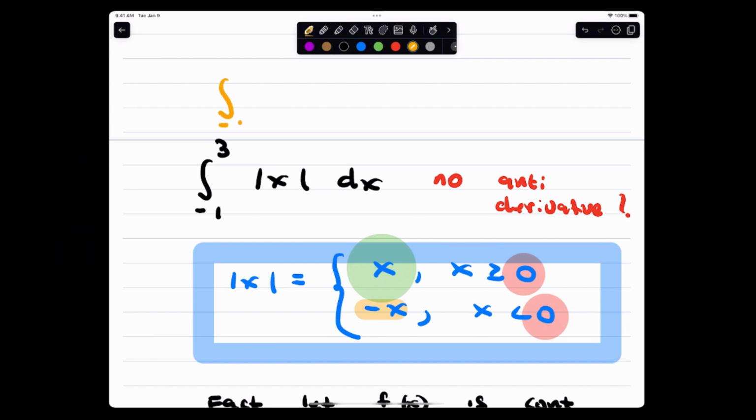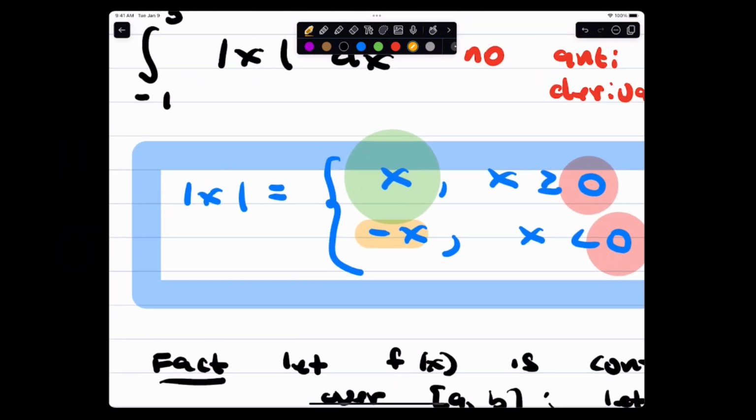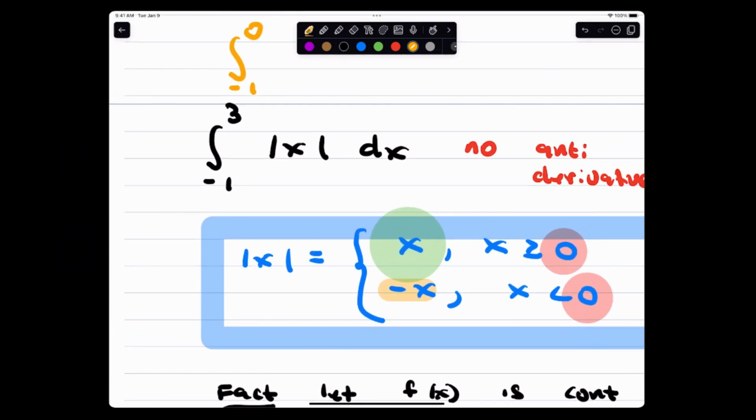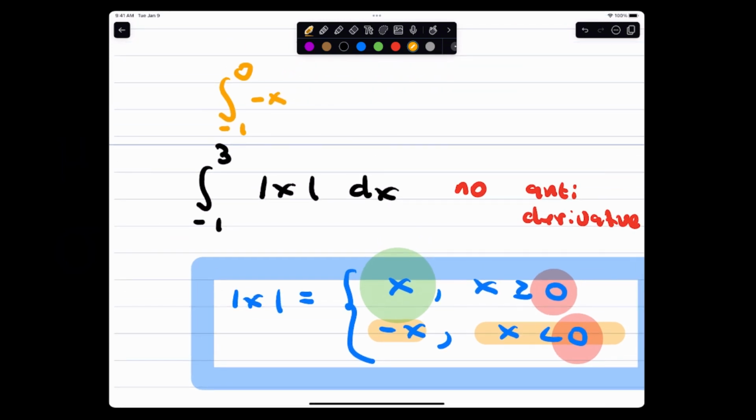You can integrate from -1 to 0. What do you guys know about -1 to 0? What function is that? Right? For negative values, the function's negative x. You guys okay with that? For positive values, your function's now what? x. So that goes from 0 to what? To 3.